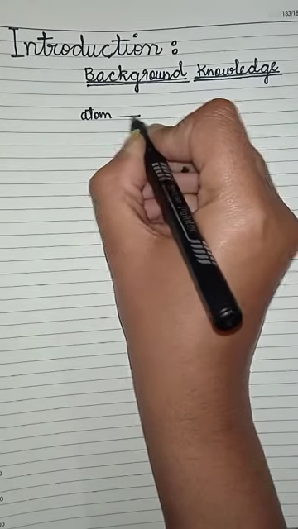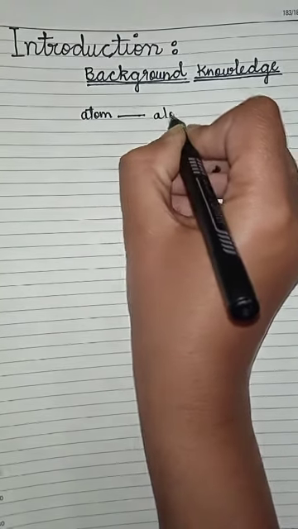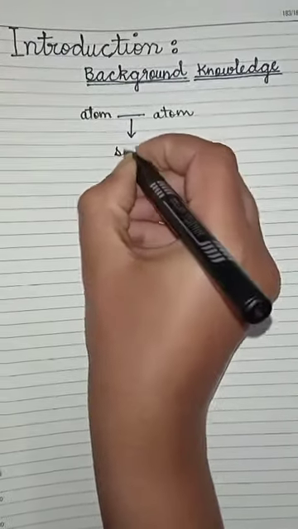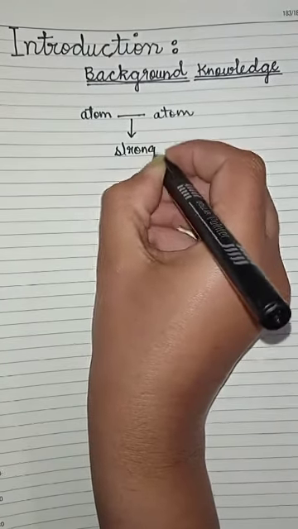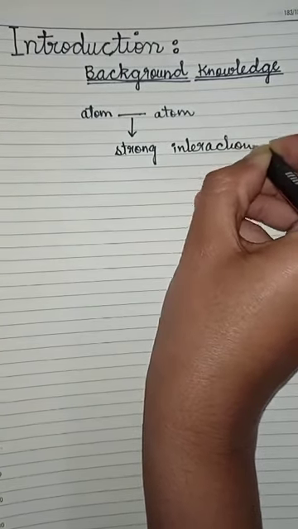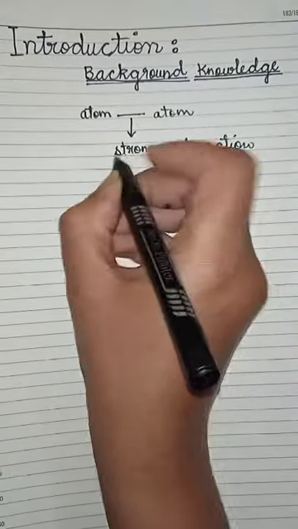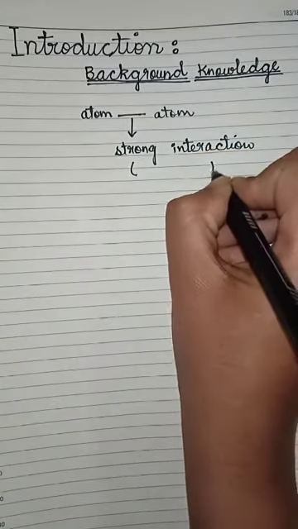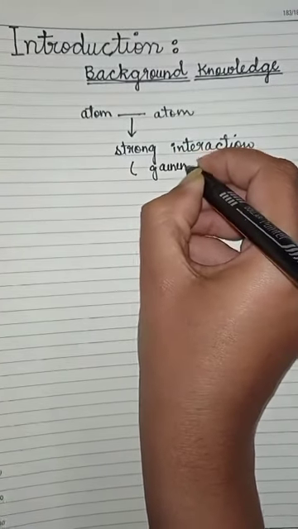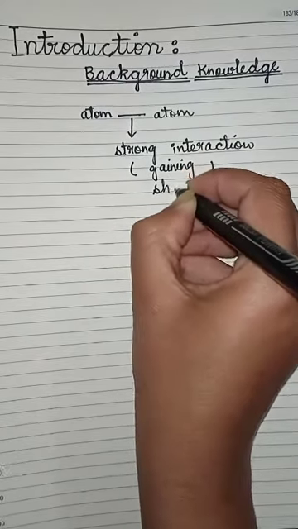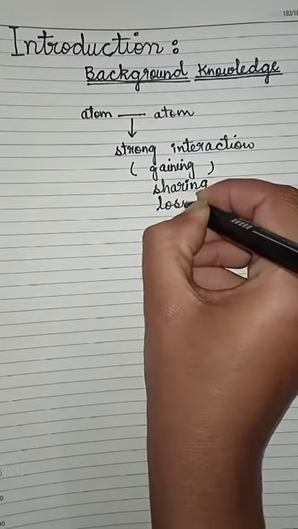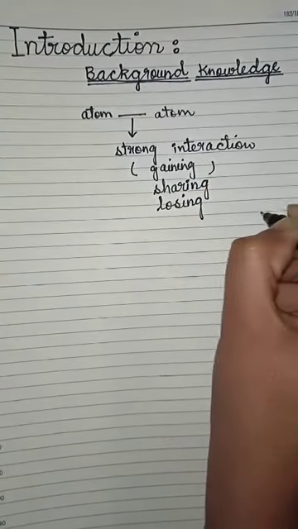When an atom interacts with another atom, it forms a strong type of interaction. You can call it a strong type of bonding, right? And this bonding could be ionic or covalent, by gaining, sharing, or losing electrons, right?